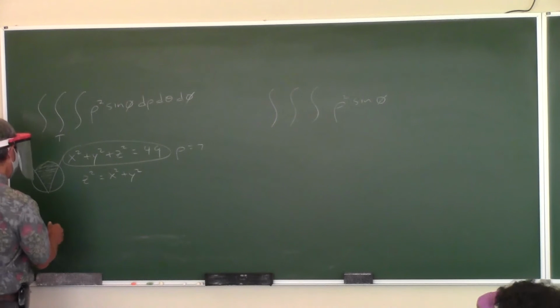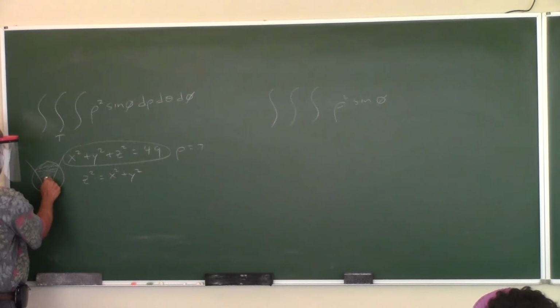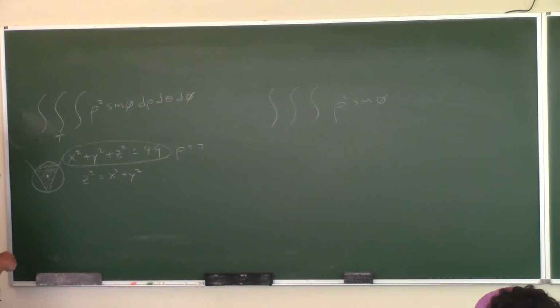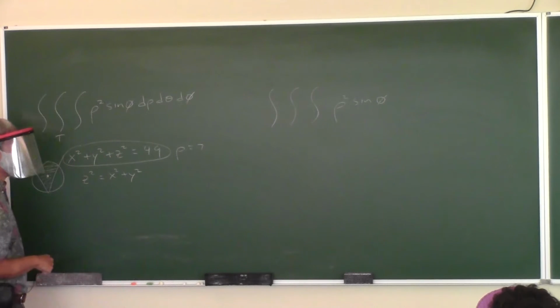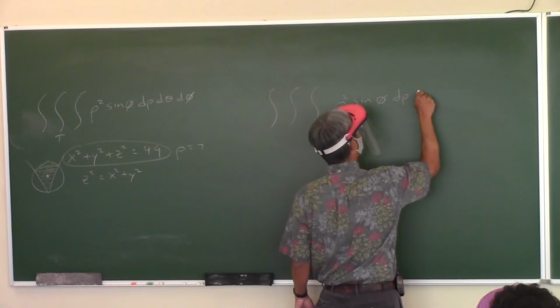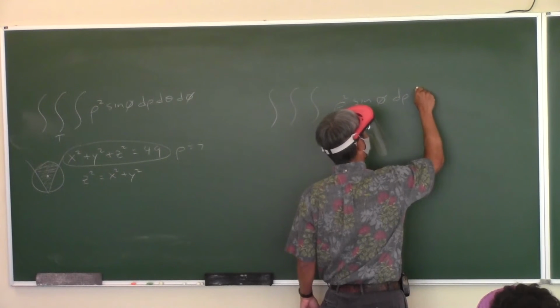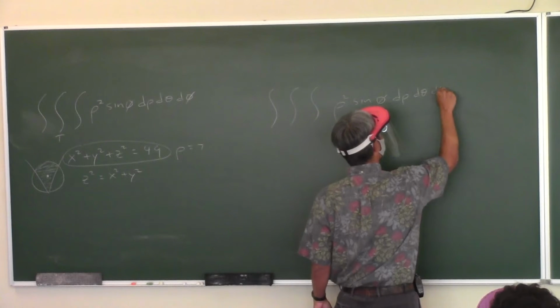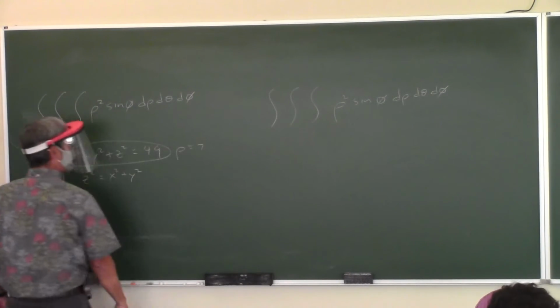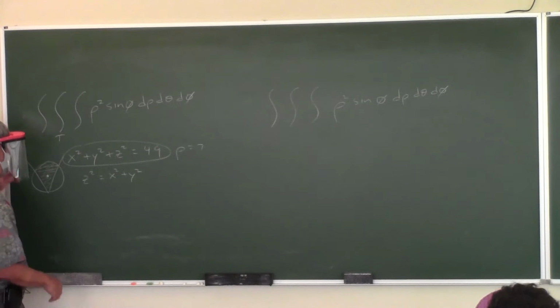Remember, the origin is over there. Which one are we going to integrate with respect to first? Actually, this problem is easy because they're all constants. It doesn't matter which one you do. Why don't we go d rho, d theta, d phi? So rho will go from what?